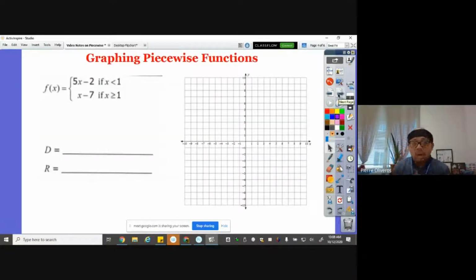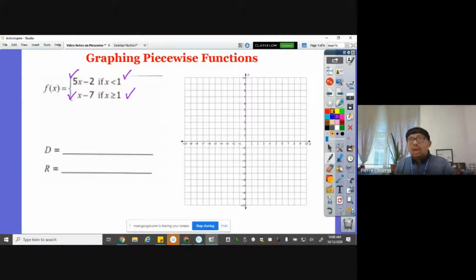Let's move on now to graphing. Graphing, here you need to be very careful and particular to the given function. For now, since we're just starting, we will focus on constant and linear. There are two functions in this problem: 5x minus 2, which is applicable when x is less than 1, and x minus 7 when x is greater than or equal to 1.